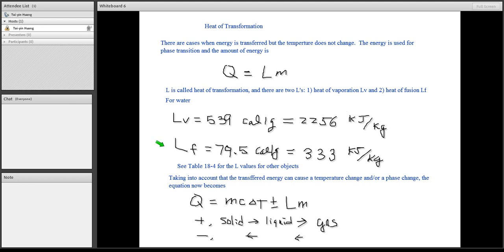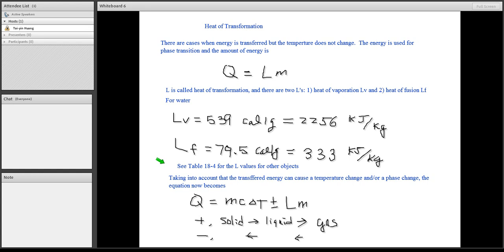Heat of fusion for water is 79.5 calories per gram, or equal to 333 kilojoules per kilogram. Again, it's kilojoules, so we have to convert it to joules. What about the heat of transformation and heat of vaporization for other objects? In that case, see table 18-4 for the L values for different objects.